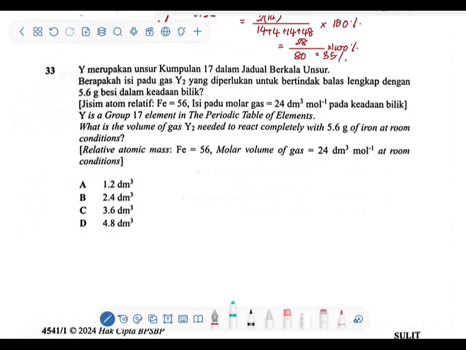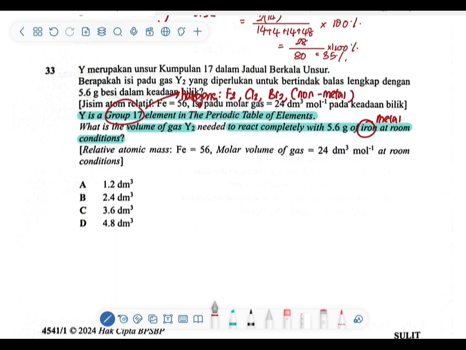So let's continue with the discussion for this question. Y is a group 17 element in the periodic table of the elements. What is the volume of the gas Y2 needed to react completely with 5.6 grams of iron at room condition? The information that we get is that Y is a group 17 element and it will react with iron, which is a metal. Group 17 elements are the halogens, which might be fluorine, chlorine, bromine, or anything. They are non-metals.